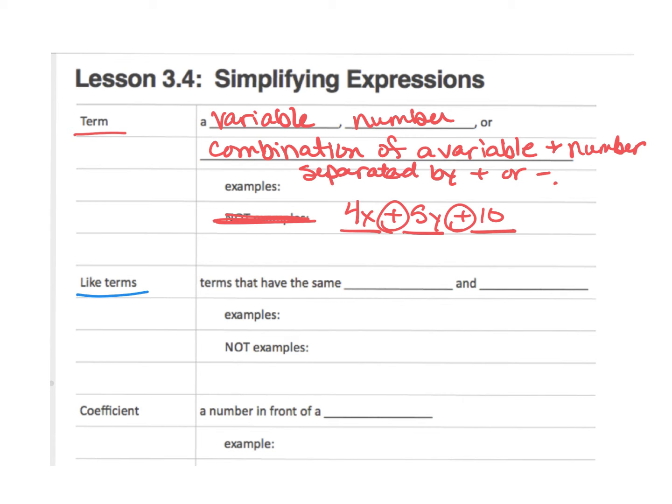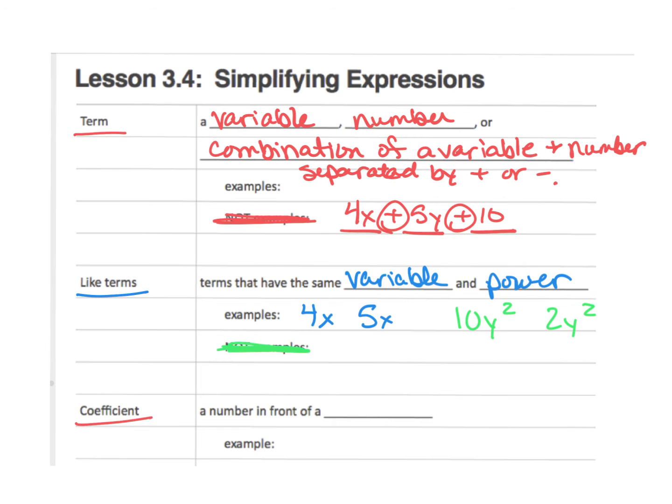The second vocabulary word is like terms. They are terms that have the same variable and power. So examples would be 4x, 5x. It would also be 10y squared and 2y squared. Those are examples, and I'm not going to give you not examples.